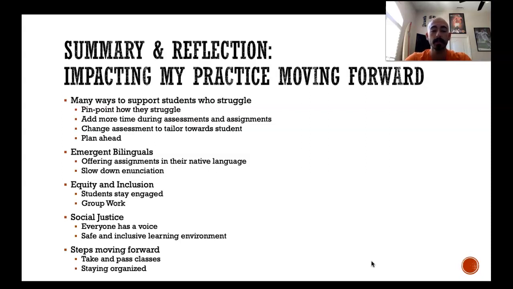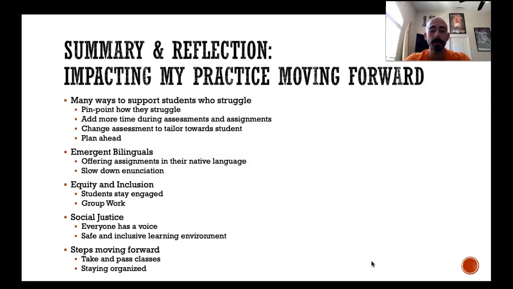Equity and inclusion. Students stay engaged, and a great way to stay engaged is group work. So when all students are engaged, they're more likely to be included in the assignments and group work. Social justice: everyone has a voice in my class. Doesn't matter who you are or where you're from, they're all equal in my classroom. As well as a safe and inclusive learning environment. It is known that if a safe learning environment is present, then students are more likely to stay engaged.